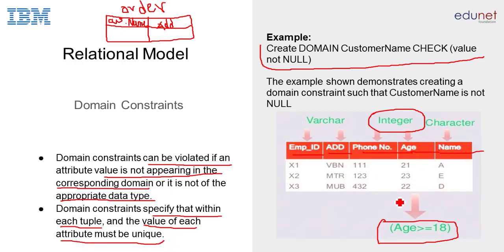For example, for a domain constraint, take an employee name. Employee name must be present and employee name must be unique. It cannot be repeated, like a domain.